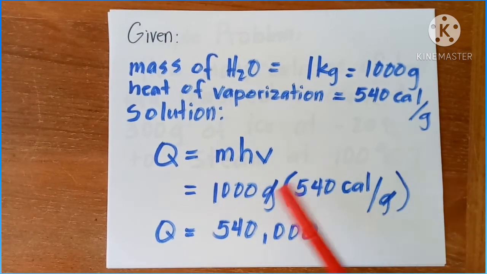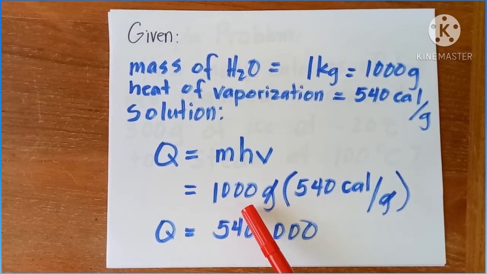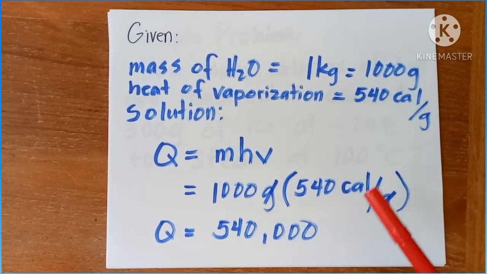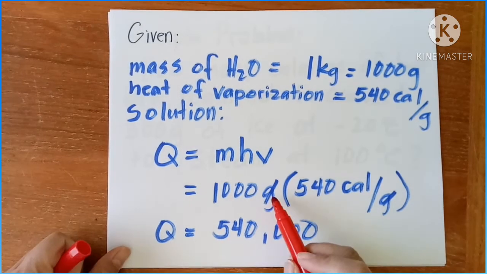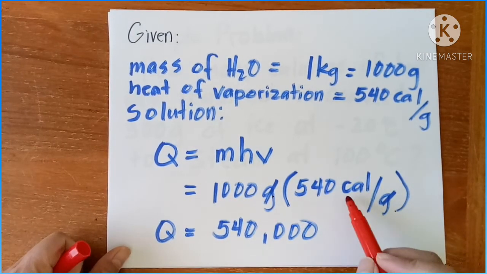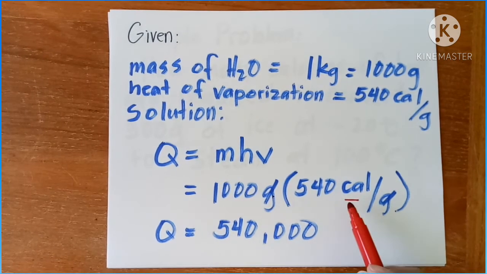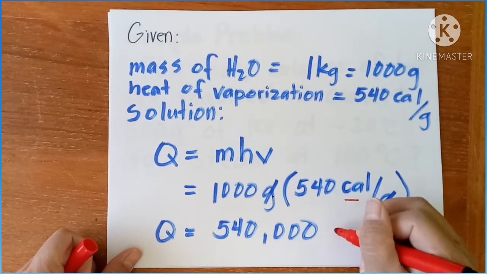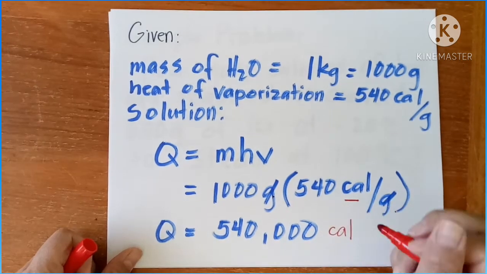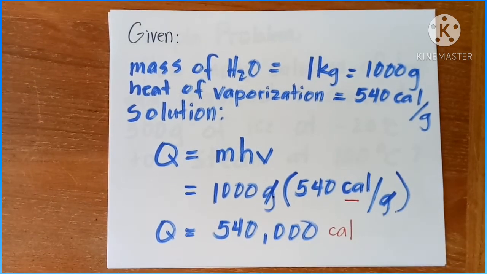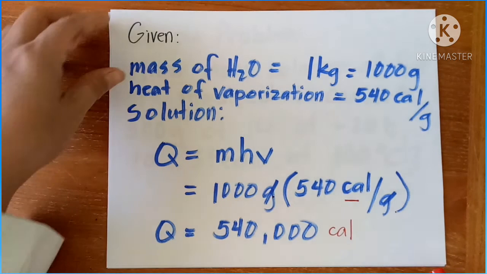So plug in the given. Mass is equal to 1000 grams. The heat of vaporization is 540 calorie per gram. So basically, we can cancel out grams and grams here. So the remaining unit is calorie. So 1000 times 540 will give you 540,000 calories of heat. Alright, so this is the amount of heat required to vaporize 1 kilogram of water at its boiling point.